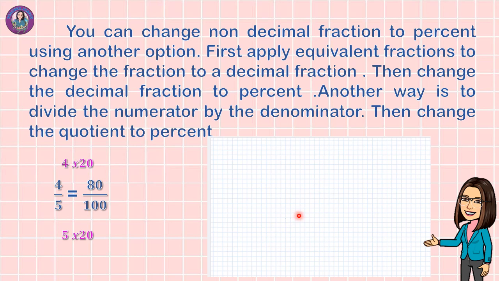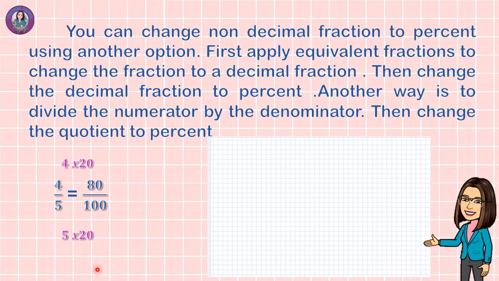Another way is by dividing the numerator by the denominator. Listen. Another way to change a fraction 4/5 to percent form is to divide the numerator 4 by its denominator 5. Let's do this. 4 divided by 5.